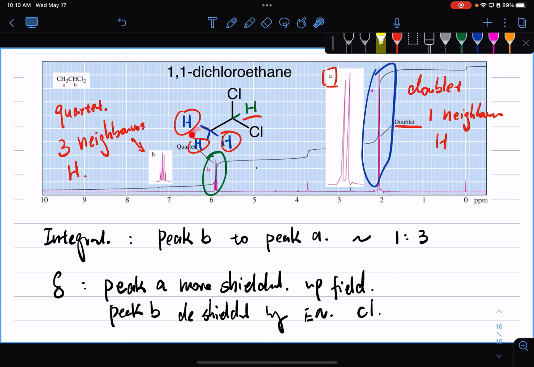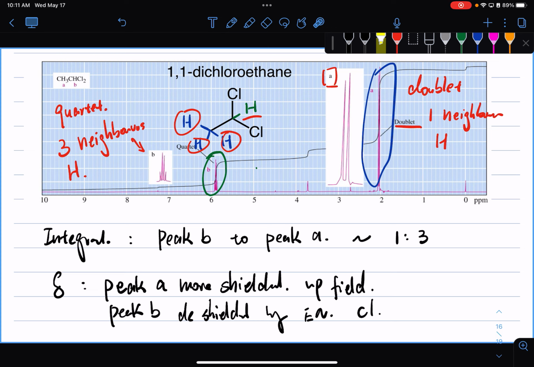So that's why our blue peaks are more shielded. More shielded means it's more upfield. It has a smaller ppm number. If you have an electronegative atom attached to the same carbon, it will withdraw electron density from that carbon and de-shield that hydrogen, making it shift more downfield. Or you can use other information. You can use the integral or splitting pattern that's telling you the same kind of information.